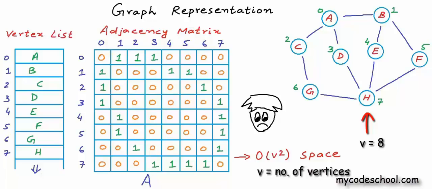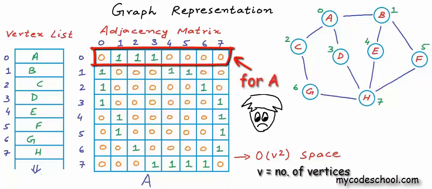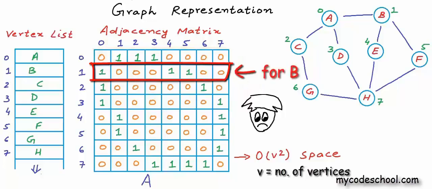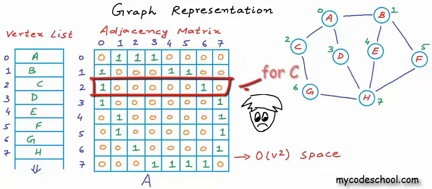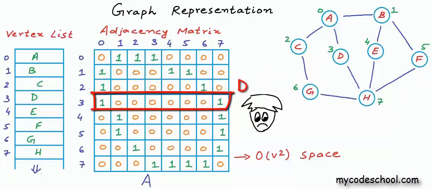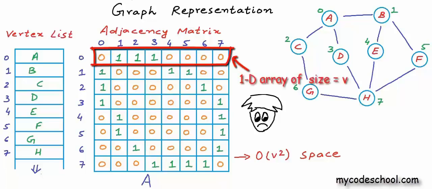Now what's basically happening is that for each vertex, for each node, we have a row in this matrix where we are storing information about all its connections. This is the row for the 0th node, that is A. This is the row for the 1th node, that is B. This is for C, and we can go on like this. So each node has got a row, and a row is basically a one-dimensional array of size equal to number of vertices, that is v.